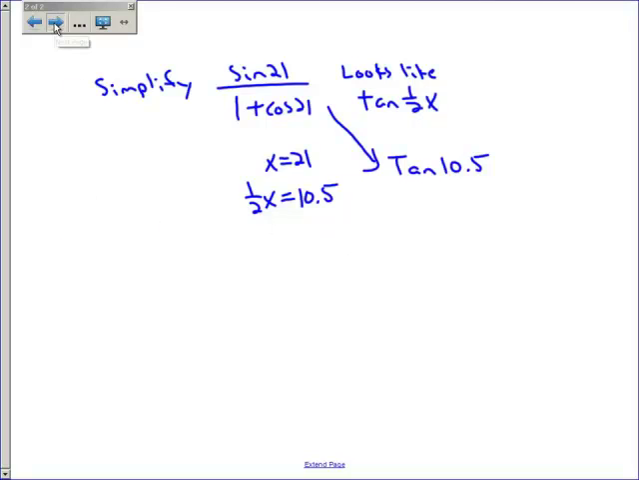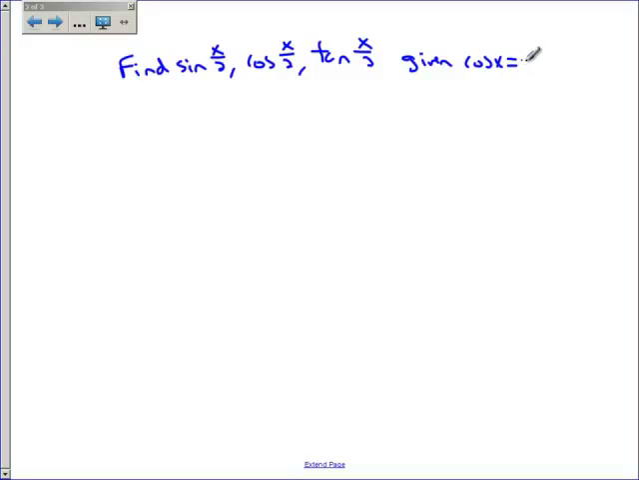Okay, and the last thing you're going to have to do is find the sine of x over 2, the cosine of x over 2, and the tangent of x over 2, given some information. So let's do, given cosine x is -4/5. And also you're going to need some other information, and that other information is, where is x? What quadrant is x in? So let's say 180 is less than x is less than 270.